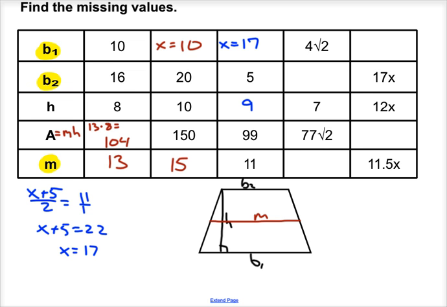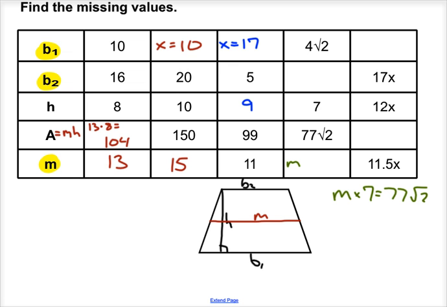Next column. If I look over there, I'm missing one of the bases, but I'm also missing the median. So I'm going to look down and try to find the median value based on the area and the height. I know the area is the height times the median. So I'm just going to call this value m for the median. And I know that the median times the height, so median times a height of 7, is going to give me an area of 77 square roots of 2. Well, divide each side by 7, and you get that the median is 11 square roots of 2.